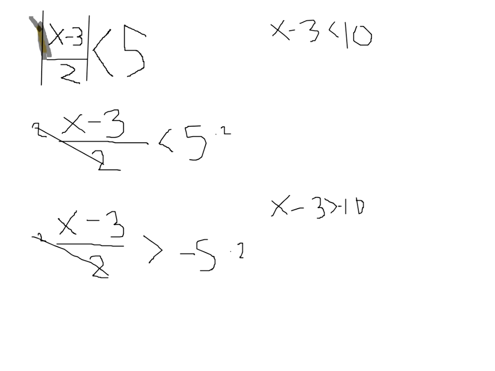Okay, so now what are we going to do? Add the 3 on both sides. So plus 3 here, plus 3 here, plus 3 here, and here. So we've got x is less than 13, and x is greater than -7.